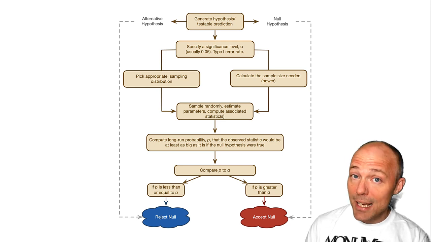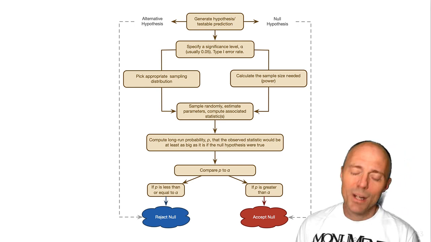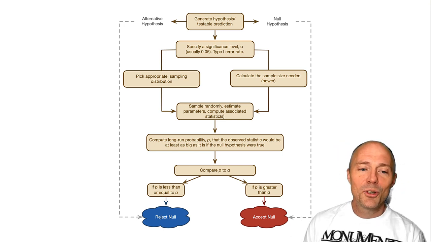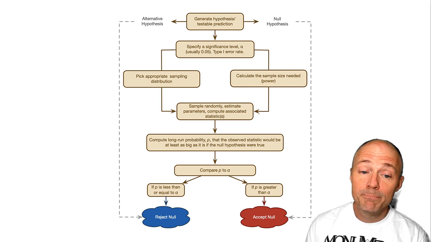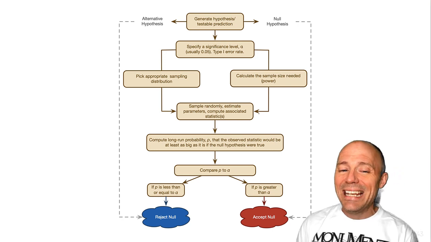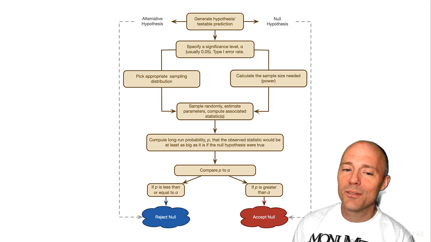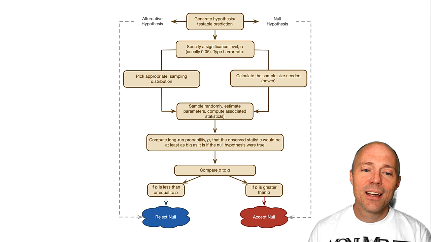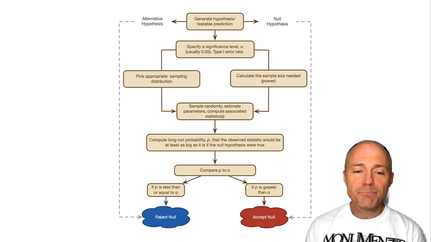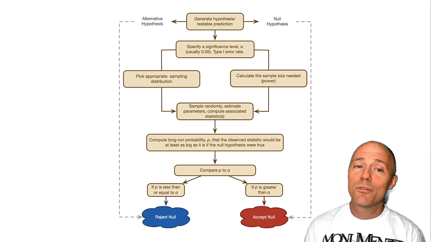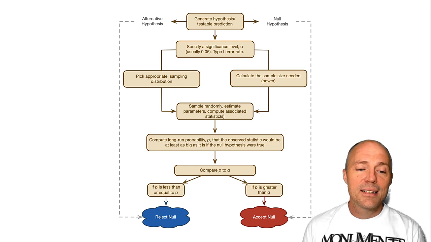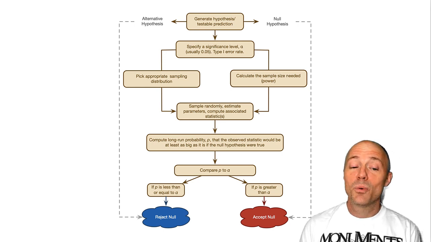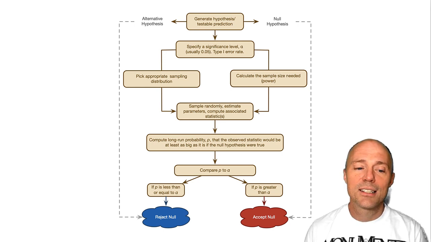Having done that, so you've got this test statistic, well, I say you, I mean obviously you get a computer to do it because that's what computers are there for. You compute a long run probability p that the observed statistic would be at least as big as the one that you have observed if the null hypothesis were true. We're going to come back to this in quite a lot of detail, but essentially you calculate a p-value, and then you compare your p-value to the alpha level that you set at the beginning. And if your p is less than or equal to the alpha that you set at the beginning, then typically people use that as evidence that they can reject the null hypothesis.